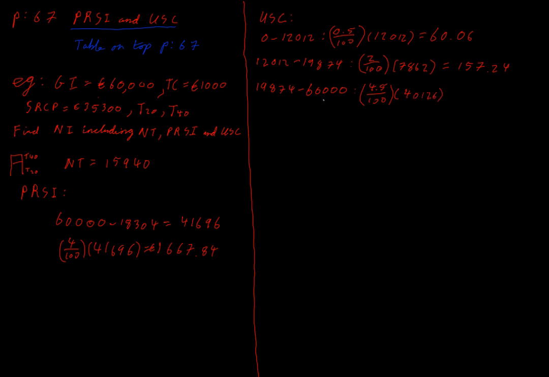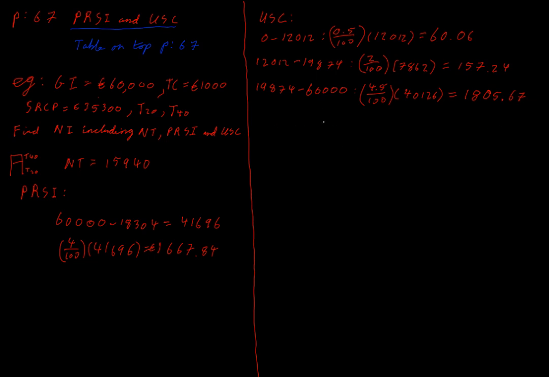So that's going to be 40,126. So I find the difference between 19,874 and 60,000. That's where I get my 40,000 and 126 here. So the difference between these two numbers is the amount of money that's getting charged at 4.5% USC. I put that into my calculator and I get 1,805.67, and that's all of my dealings with USC.